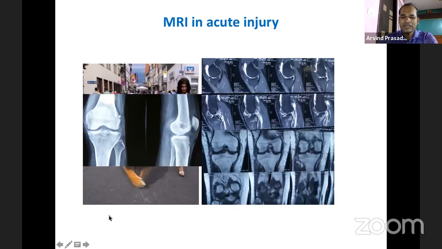So there is still debate on when we should get an MRI in the acute setting. But the common consensus is that we should wait around 1 week to get an MRI in the acute setting. One week is the ideal time for this MRI.